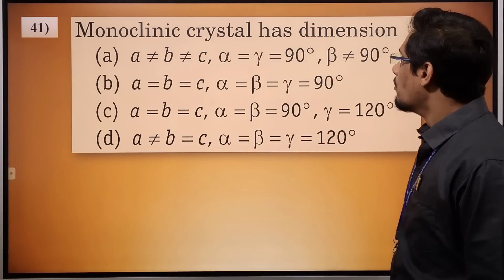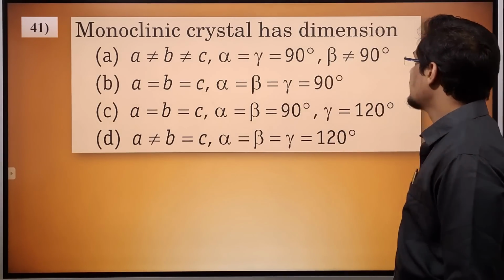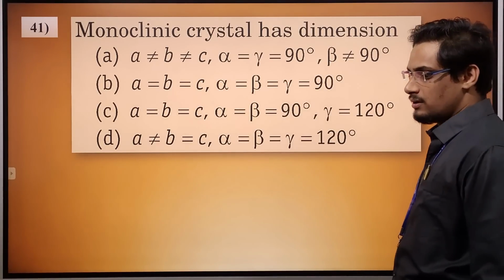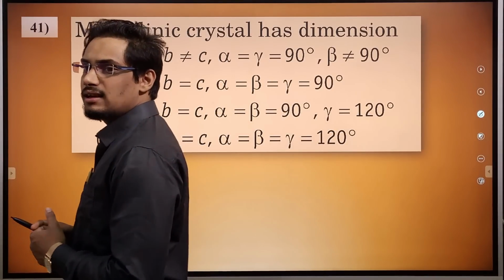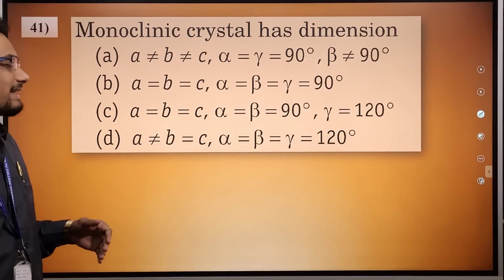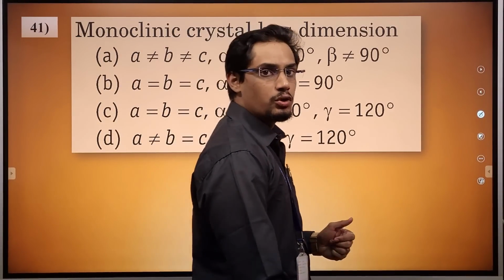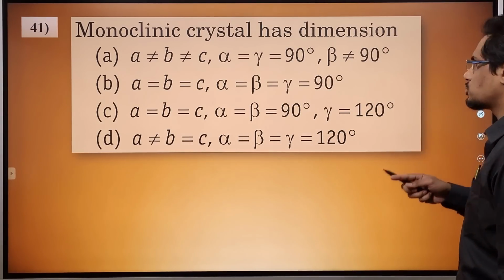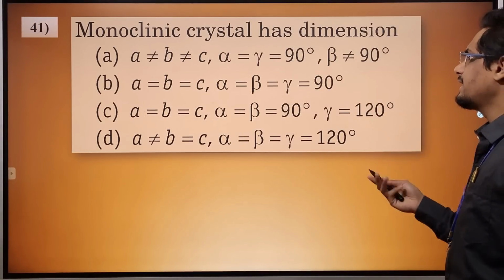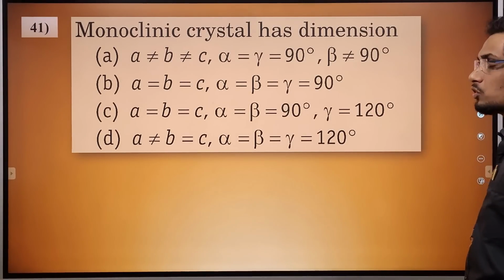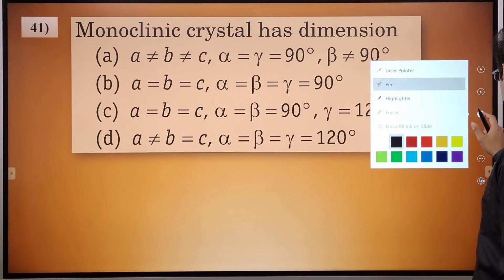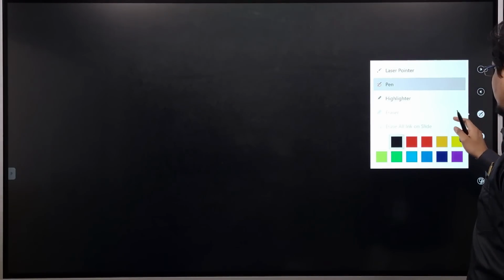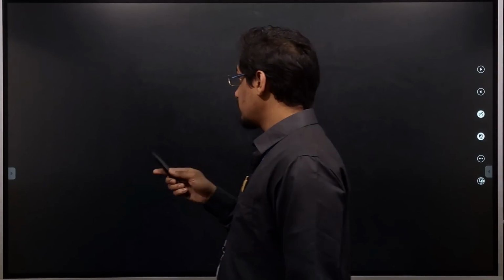Next question. Monoclinic crystal has a dimension. See, this is about the typical Bravais lattices. It is essential to remember the different Bravais lattices. Let us have a shortcut. Remembering the coordinates and dimensions is very important. How to remember this? It is very easy to remember. I will give you a shortcut.